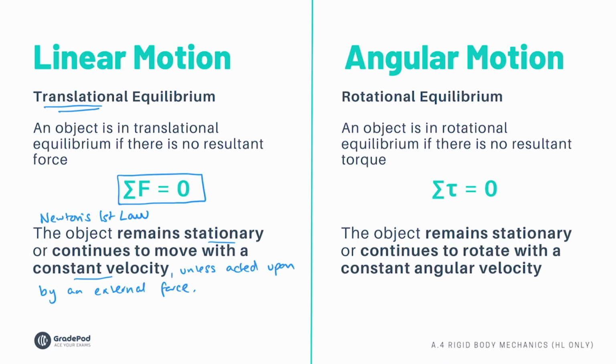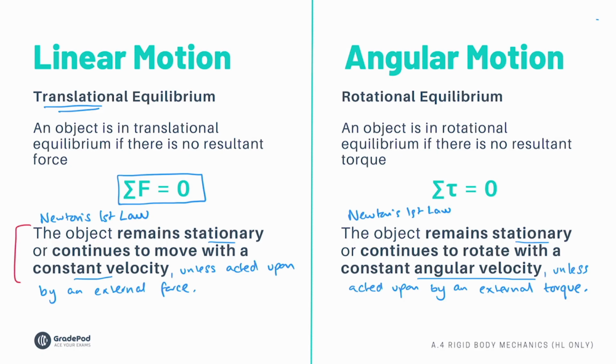Well, the same can be said with angular motion. Newton's first law for angular motion is: the object remains stationary or continues to rotate with a constant angular velocity unless acted upon by an external, I don't want to put the word force there. What's the rotational equivalent of force? Torque. Let's have a look at the similarities between Newton's first law for linear motion and for angular motion.